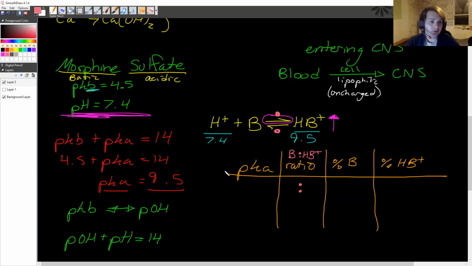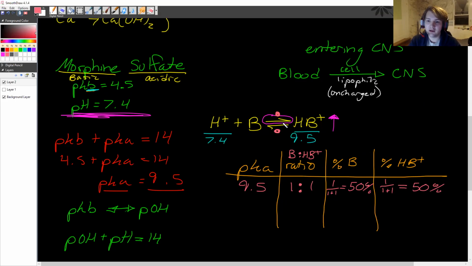From here, I could, of course, start off with the pKa of the molecule, and I could say, okay, at 9.5, I'm going to have a 1-to-1 ratio. Right, because at the pKa, the ionization of the drug is 50-50. So I know that it's going to be 1 over 1 plus 1. So how much of the drug is in that form over the total number of forms, which is equal to 1/2 or 50%. Likewise, same for the other one, 1 over 1 plus 1 equals 50%.